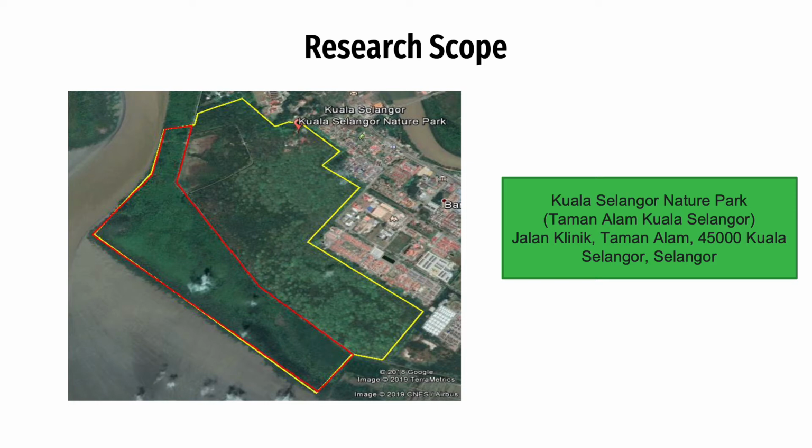Next is the research scope. The project has been carried out at the Kuala Selangor Nature Park, which is known as Taman Alam Kuala Selangor and located at Kuala Selangor. So if you could see here, this is the park and this is the mangrove swamp area.